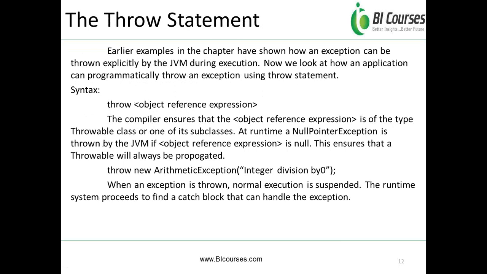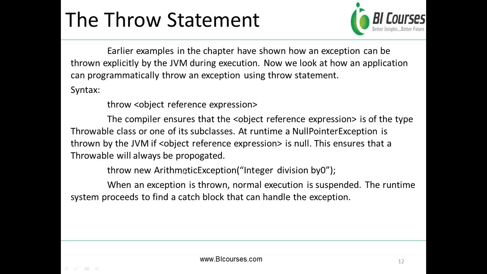Next, the throw statement. In the earlier example, we saw that an exception can be thrown implicitly by the JVM during execution. There are scenarios where we can programmatically throw an exception, like if a certain condition occurred, then we might want to throw an exception. We can do that using this syntax: throw object reference expression. Whatever exception we want, we can throw using the throw keyword.